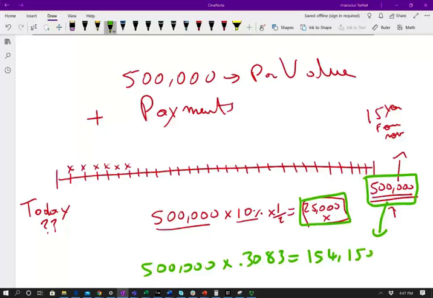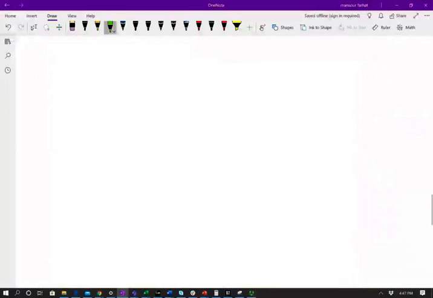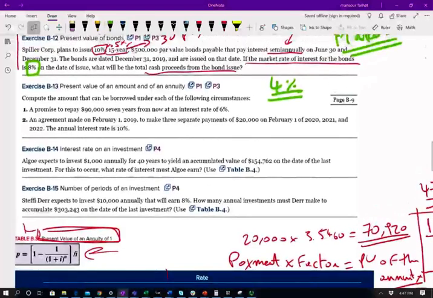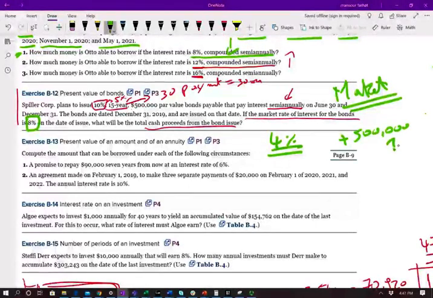Now, before I find the final answer, I'm going to ask you a question here. Will my final answer for the bond be more than $500,000 or less than $500,000, and why? Well, the answer should be more than $500,000. Why? If you look at my bond lecture, it tells you that if you're offering 10%, more than the market of 8%, your bond will sell at a premium. Therefore, the bond price will be more than $500,000.